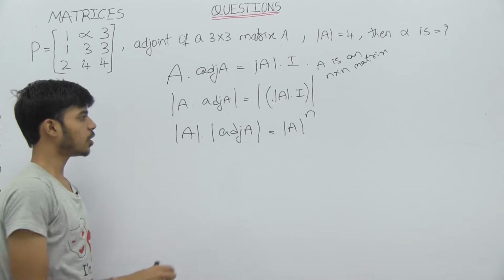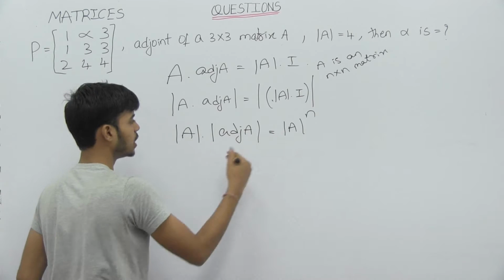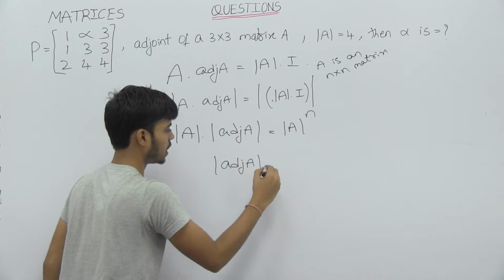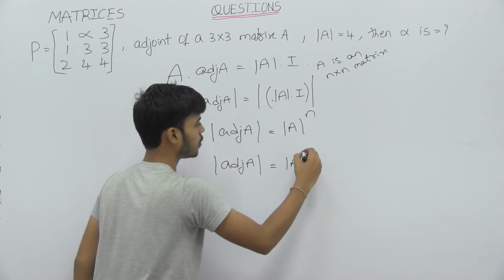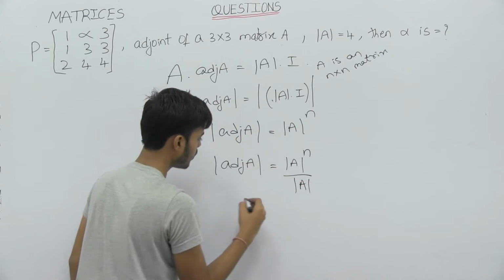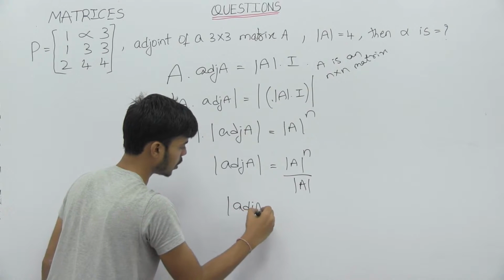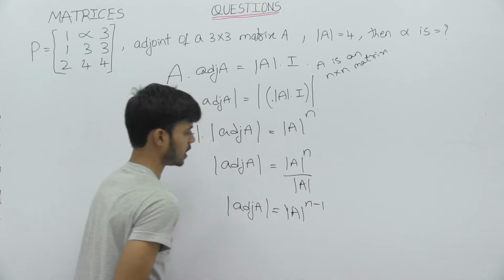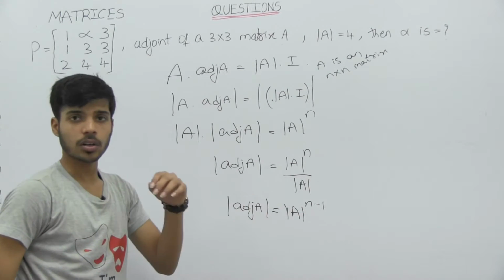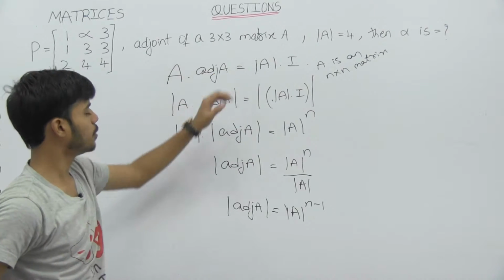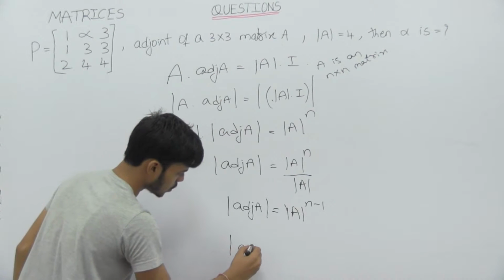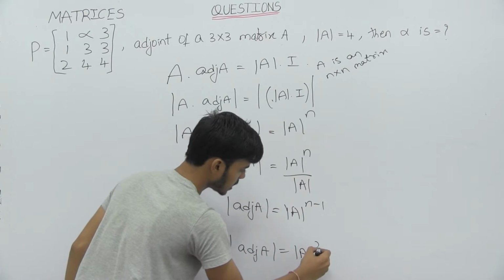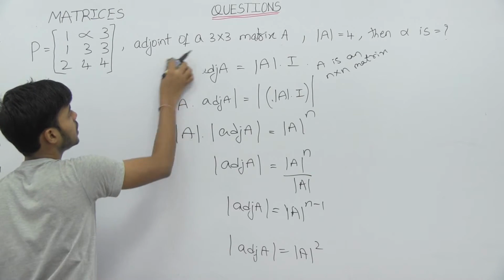So we have determinant of A on the LHS and determinant of A on the RHS, so we will divide. Determinant of A is a constant, so we can do that. So determinant of A power n by determinant of A, which would be determinant of adjoint A, is equal to det A to the power n minus 1. So n is the order of the matrix. Here it is a 3 by 3 matrix which is mentioned. So the formula is determinant of adjoint A is equal to det A square. So we will use this formula here.